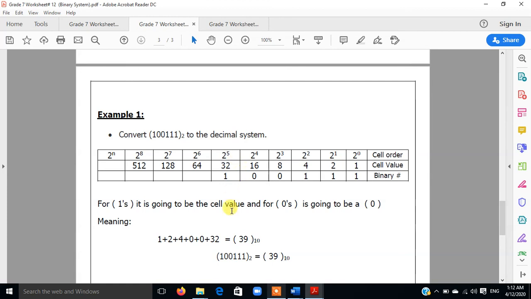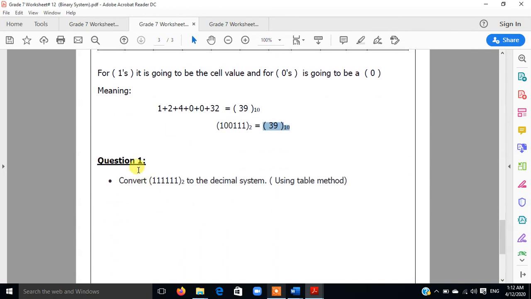23 multiplied by 1 is going to be 23, using the calculator, or you can do it in your mind. So the result will be 39. So the number 111001 in the binary system equals 39 in the decimal system.